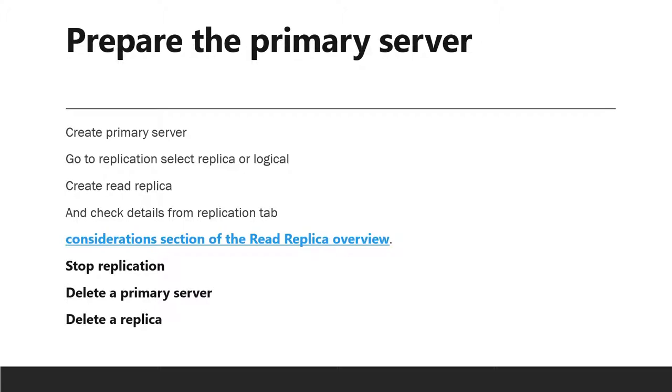I have already created a primary server, and then we are going to create a read replica. We'll create it, then we will check the status of the replication. Then for the testing, we are going to stop the replication, delete it and delete the replica, and we will see how it works.